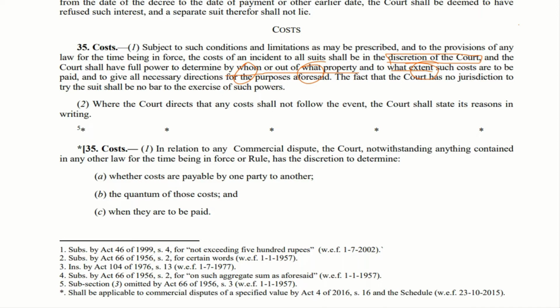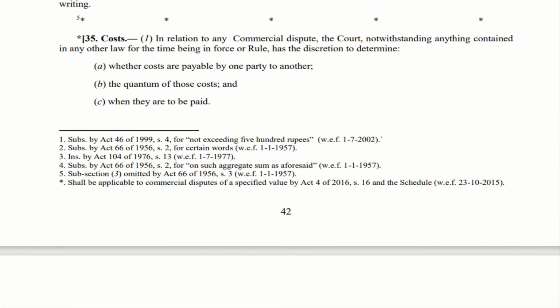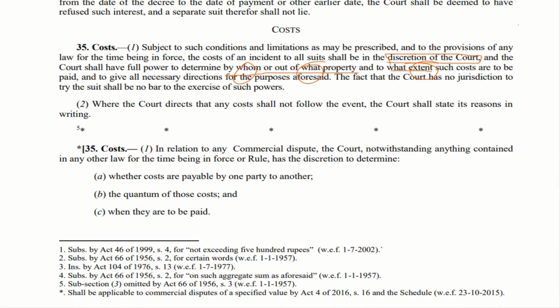Now let us move to subsection 2 under section 35. If the court is going to say that cost is not to be imposed, or the cost will not follow the event, in that case, the court has to record its reasons for saying so. This is 35, subclause 2. Let us move to the next subclause.